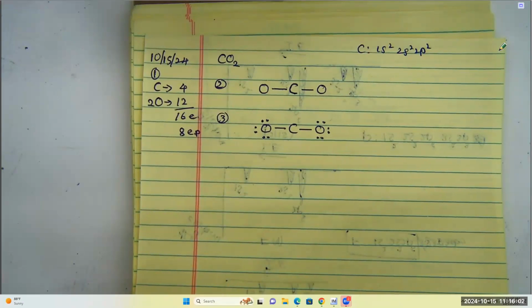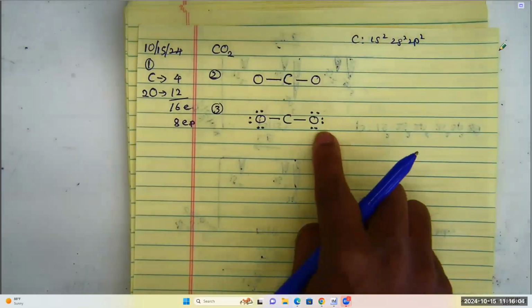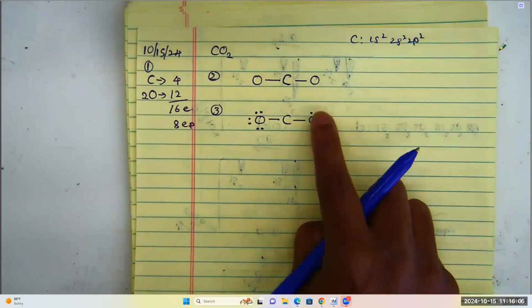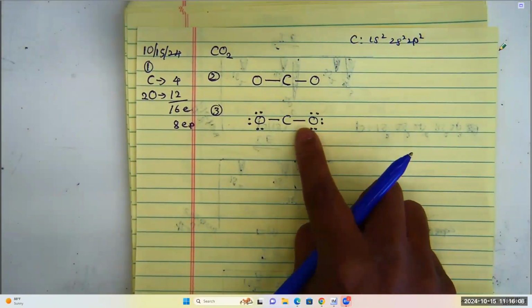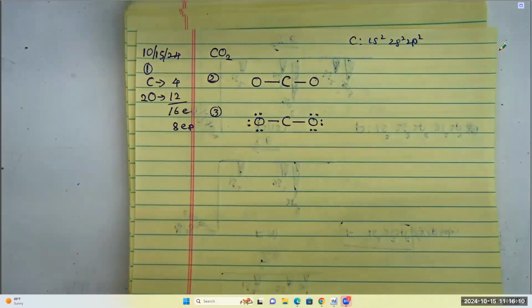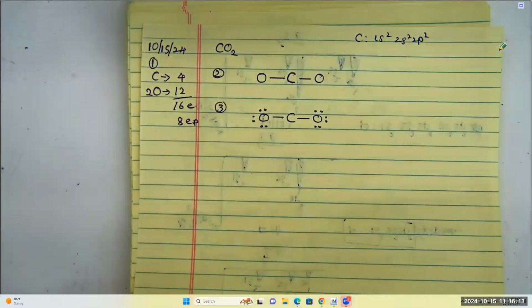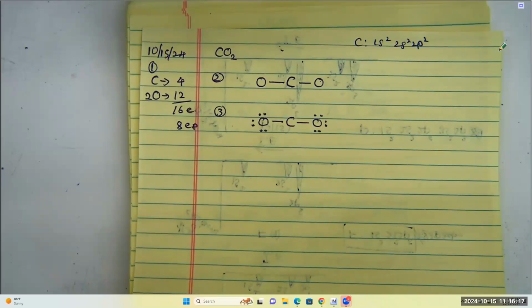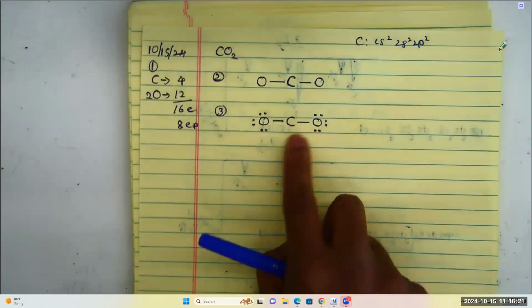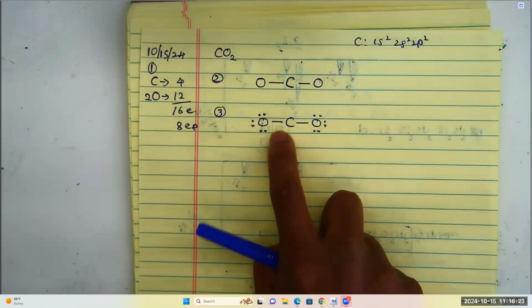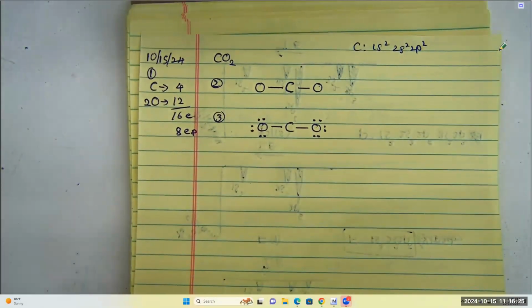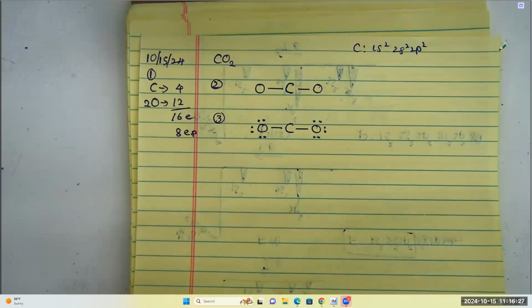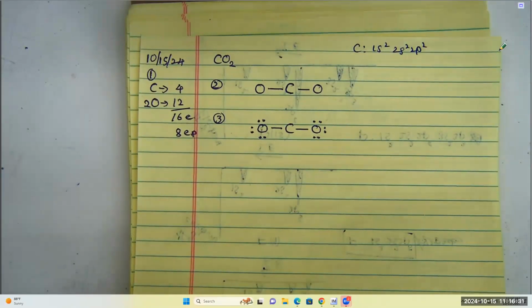And same thing with the other oxygen. If you count the electron pairs, we have 1, 2, 3, 4 electron pairs, meaning 8 electrons. But around carbon, how many electrons do we have? We only have 4 because we only have 2 bonds, or 2 bonding electron pairs. Therefore, we only have 4 electrons. Therefore, carbon does not have an octet. So in a situation like this, what do we do?